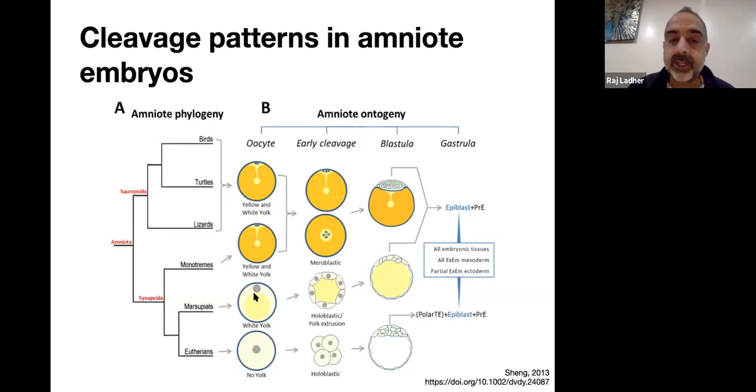Marsupials also undergo holoblastic cleavage. But what happens here is that the yolk is extruded into the blastocele cavity like this. And the embryo itself then is organized around the yolk, which is kind of extruded from the cells and into the blastocele. And so marsupial embryos at this stage look very similar to eutherians, other mammalian embryos.